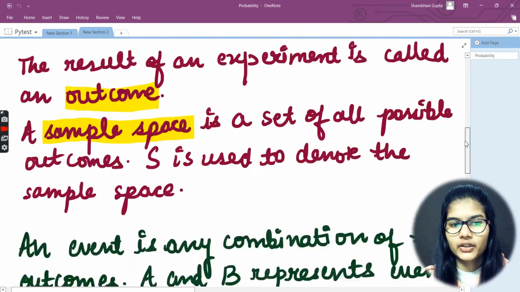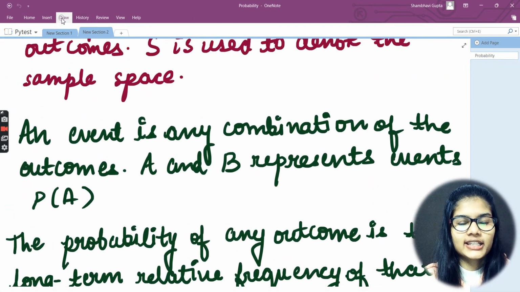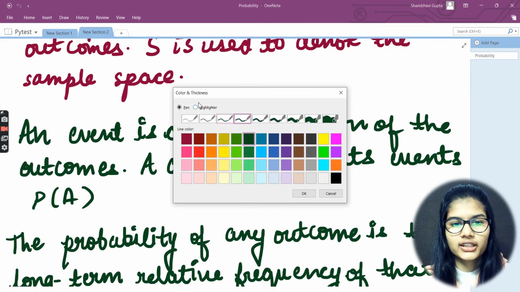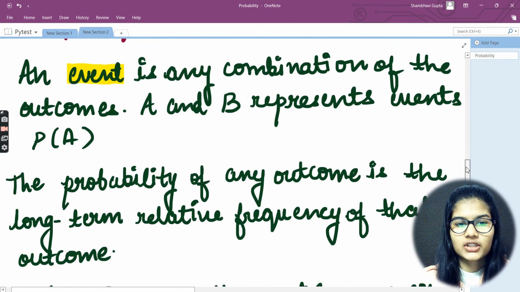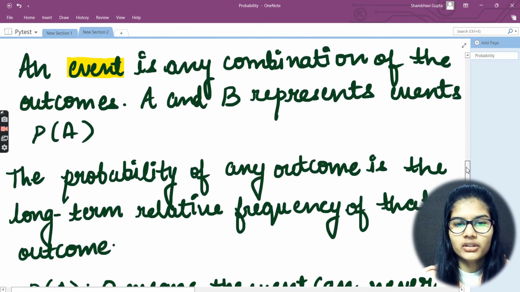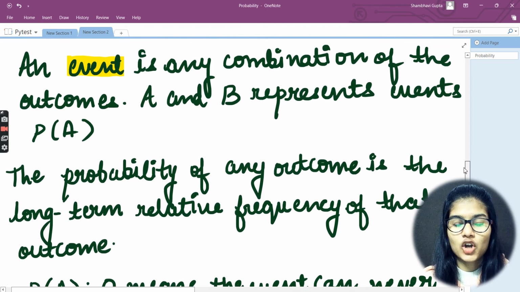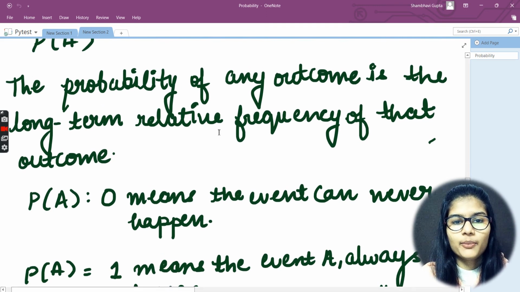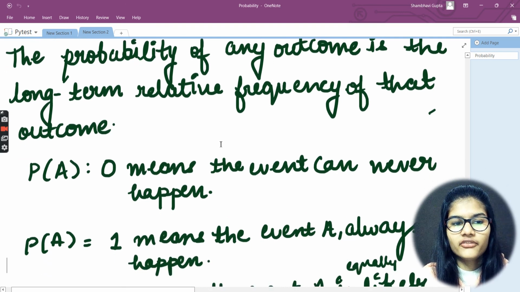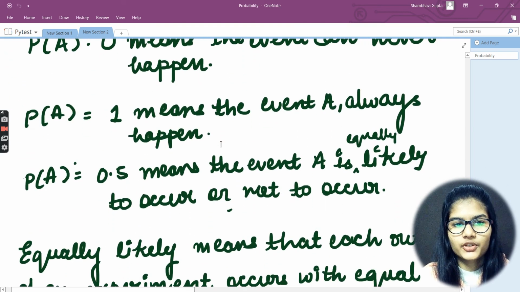So let me get back here, and let me quickly take up a highlighter and tell you what we discussed today in this video. We discussed what an event actually is: any combination of outcomes. The representation of an event is always in uppercase, and if you want to write the probability of that event, it is P, and in the bracket it's A. Now, the probability of any outcome is the long-term relative frequency of that outcome. We discussed this as well.